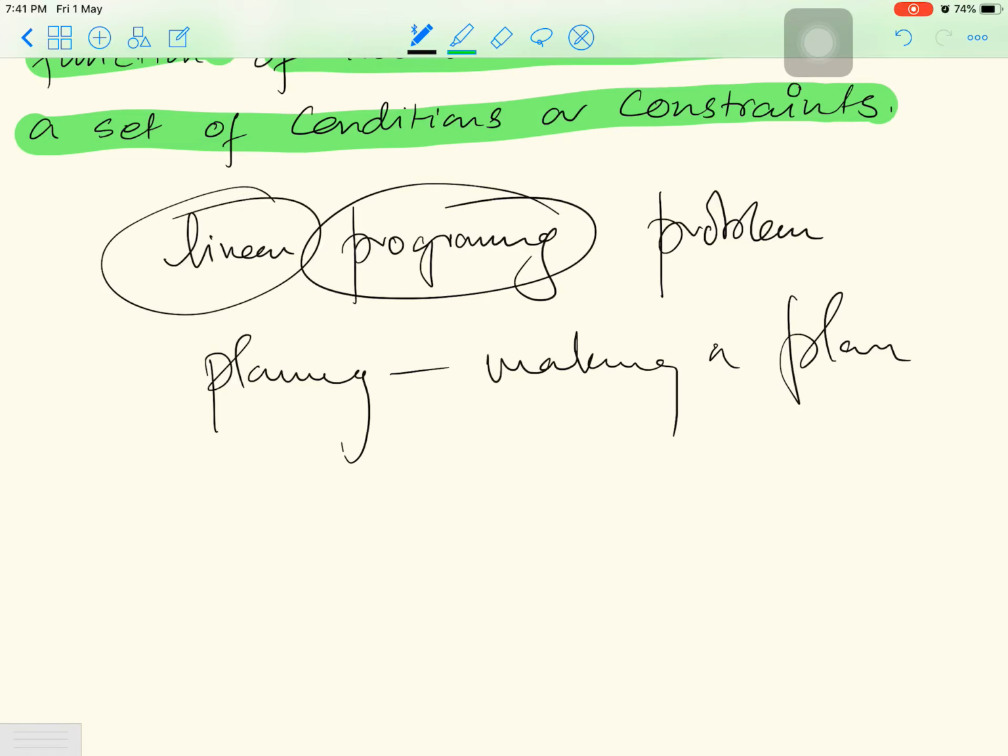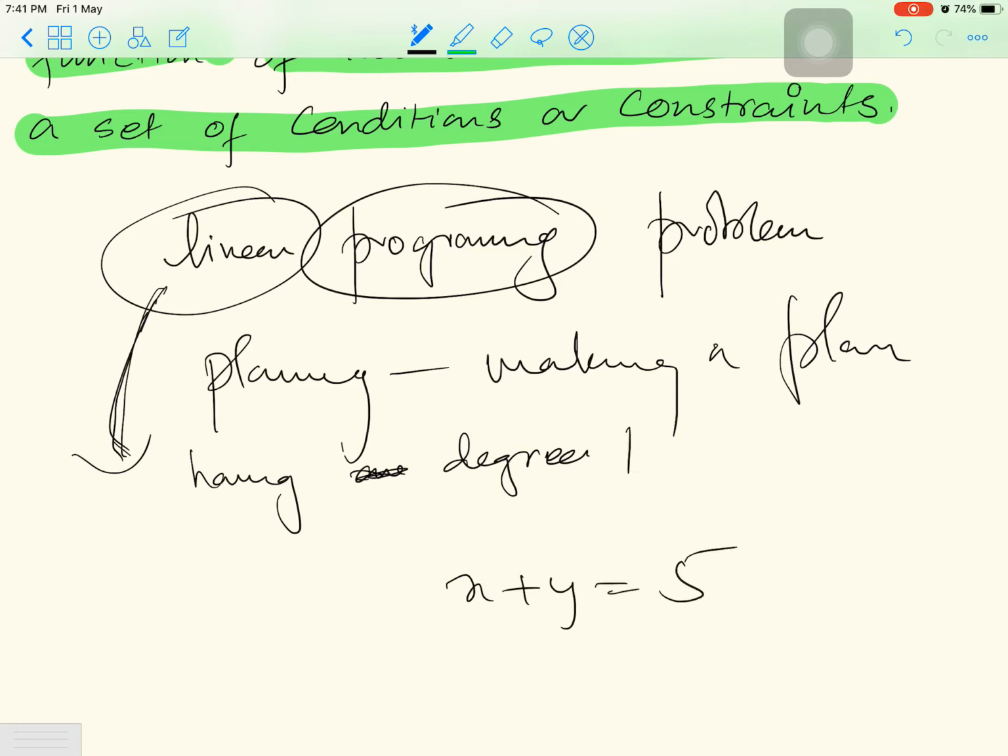Why is it called linear? This is very important. Later part of the theory you would also understand this, but we call it linear. In mathematics, linear would mean having degree 1. For example, x plus y equals 5. This is a linear equation in two variables because the degree is 1.